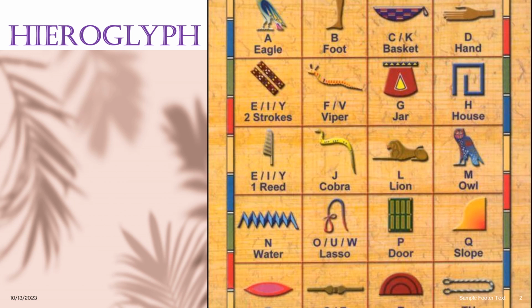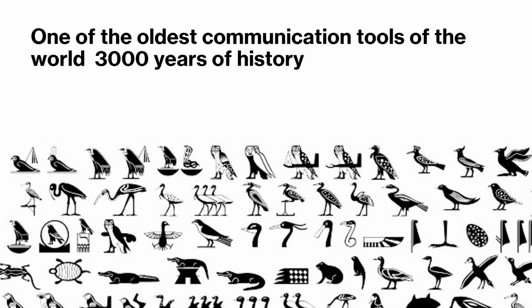And what we see here is basically a depiction of ancient Egyptian hieroglyphs. This is a language, one of the oldest communication tools of the world. It is over 3,000 years of historical evidence of this language being bestowed upon us in wonderful grace.